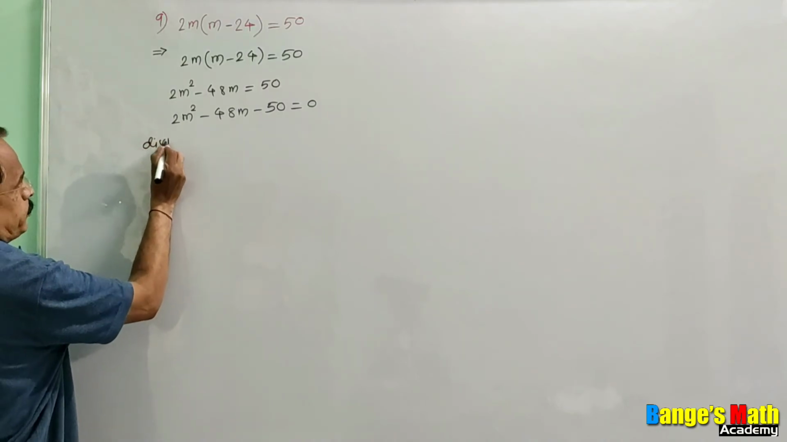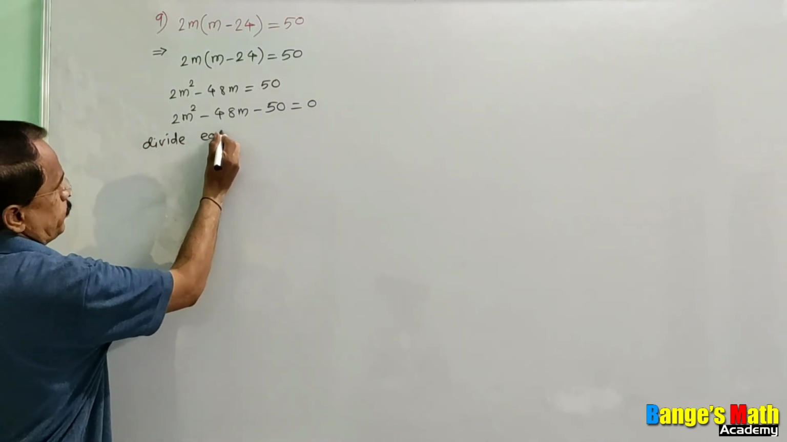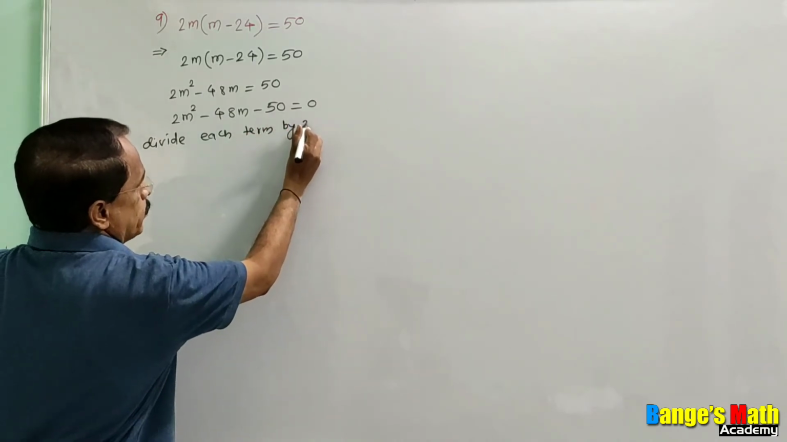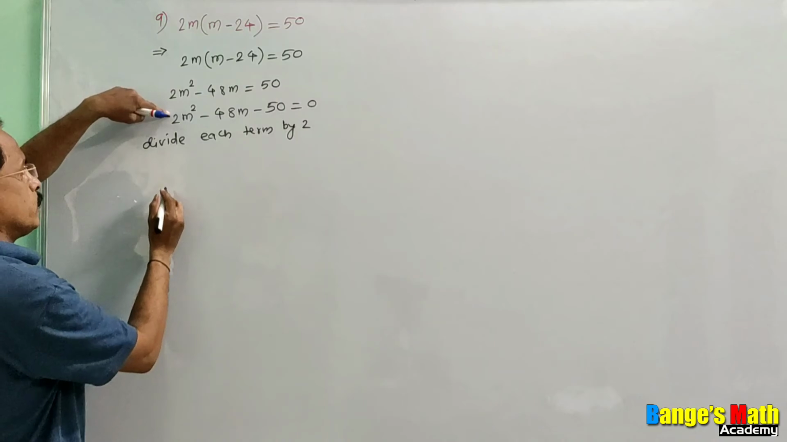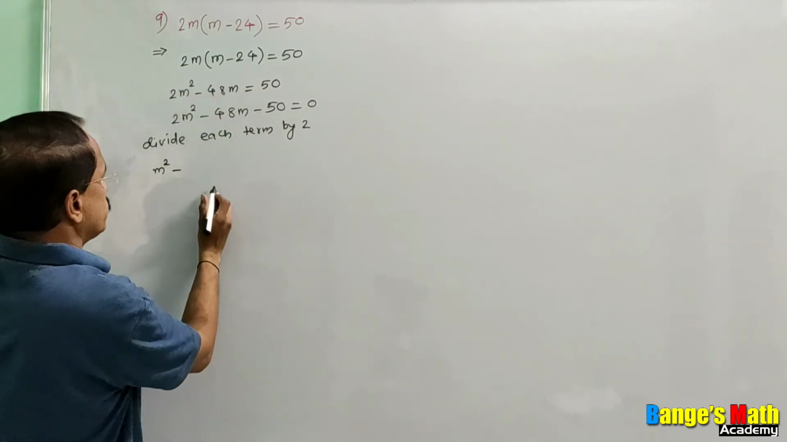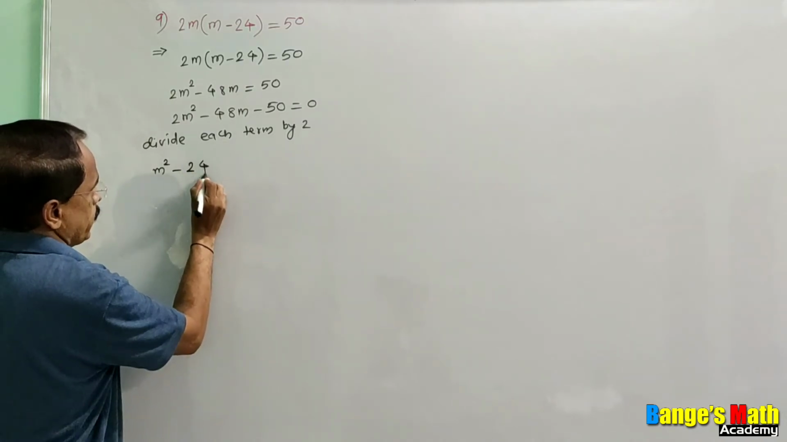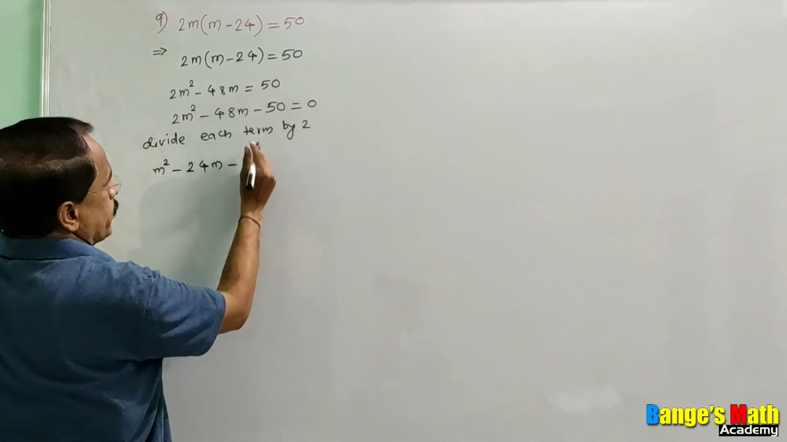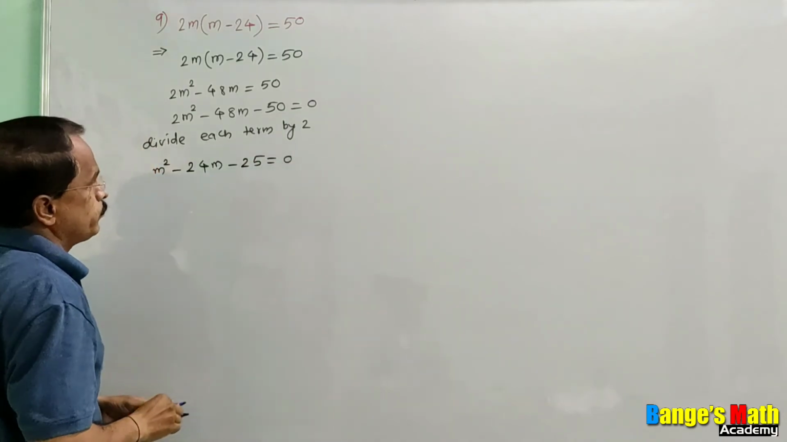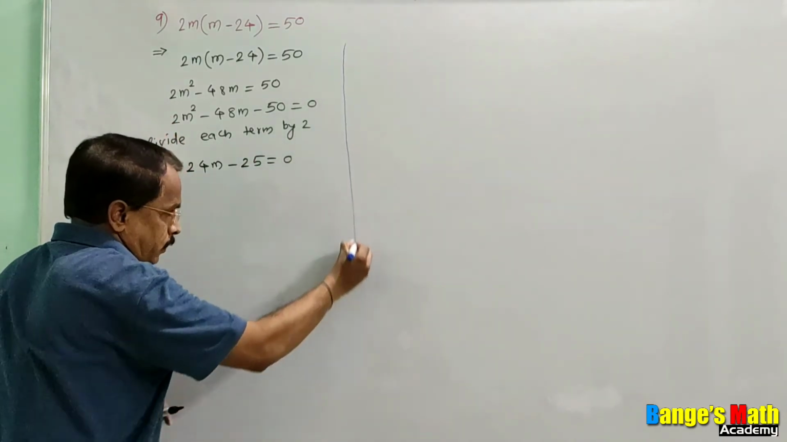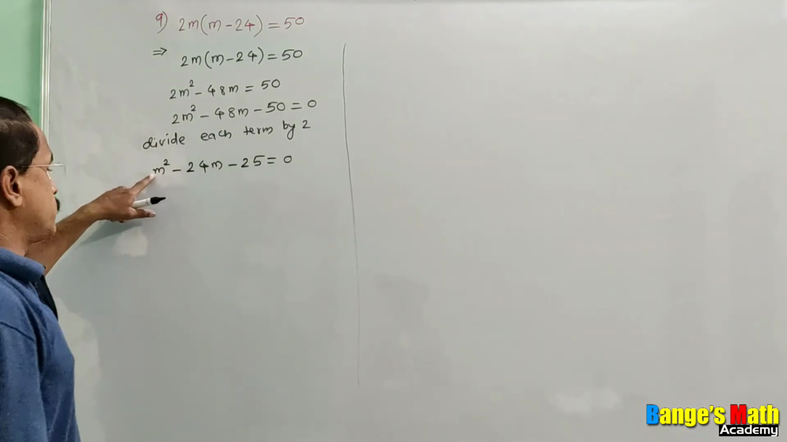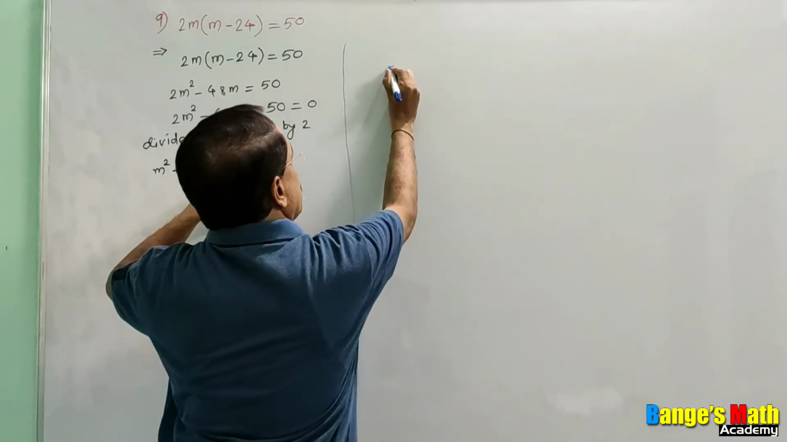Simplify. Divide each term by 2. Then divide 2m square by 2, we get m square, minus 48m divided by 2, 24m, minus 50 divided by 2, 25 is equal to 0. We have to split the middle term. Here coefficient of quadratic term is 1, constant term is minus 25.